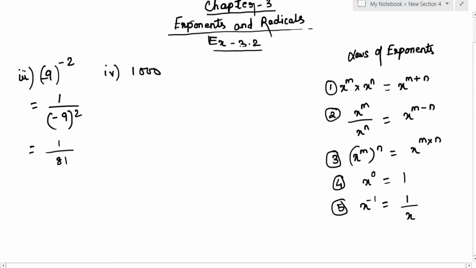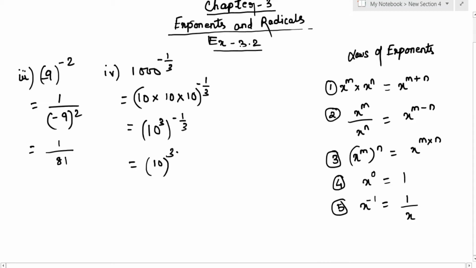Now you know that 1000 can be written as 10 into 10 into 10 whole to the power minus 1 by 3. Now this is nothing but the cube of 10. Now when you have power to the power, you can multiply the powers, that is 10 whole to the power 3 into minus 1 by 3. 3 and 3 are going to be cancelled and we get 10 to the power minus 1. Now it has a negative power, so you can convert it by taking its reciprocal, that is 1 by 10.